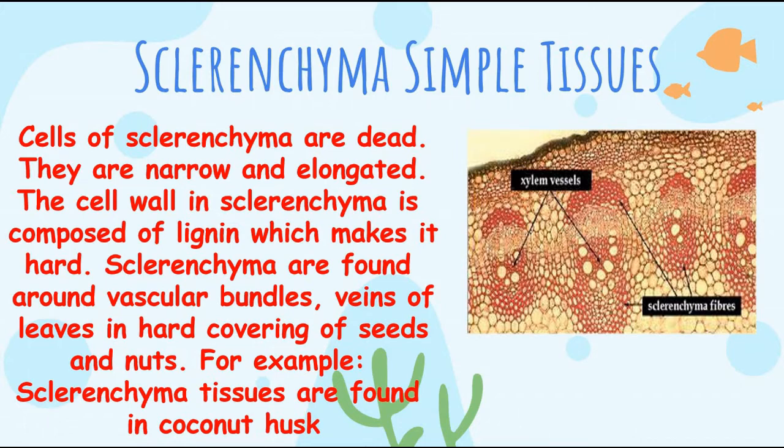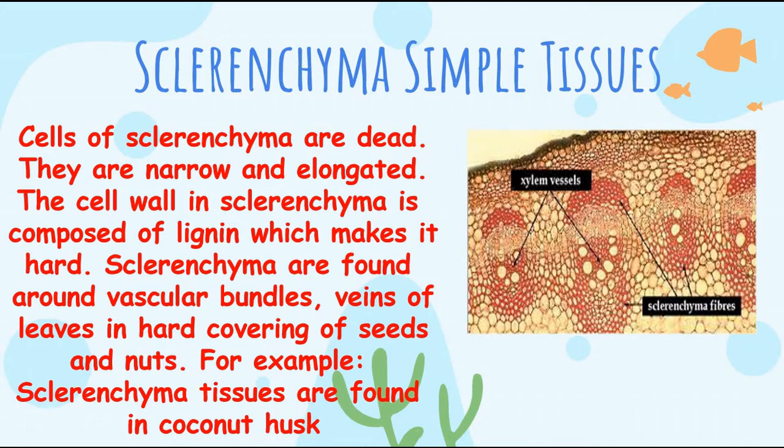Sclerenchyma are found around the vascular bundles, veins of leaves, in the hard covering of seeds and nuts. For example, sclerenchyma tissue is found in the coconut husk.